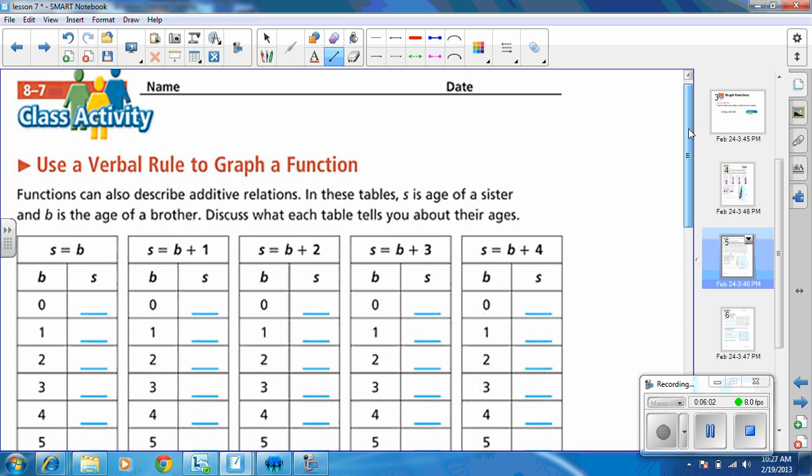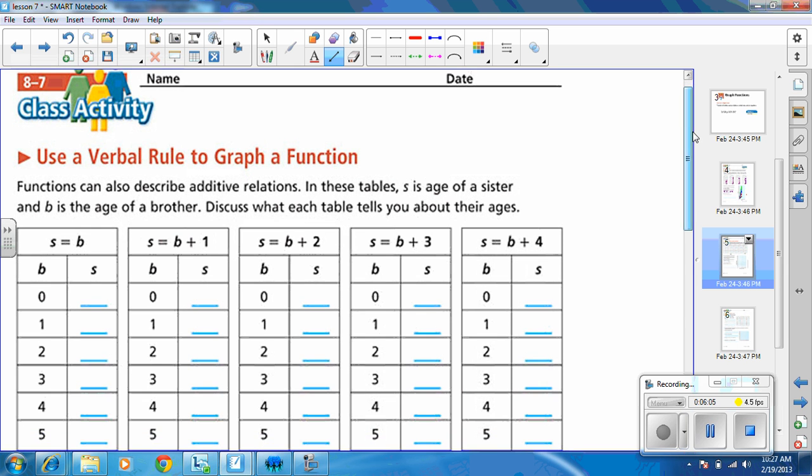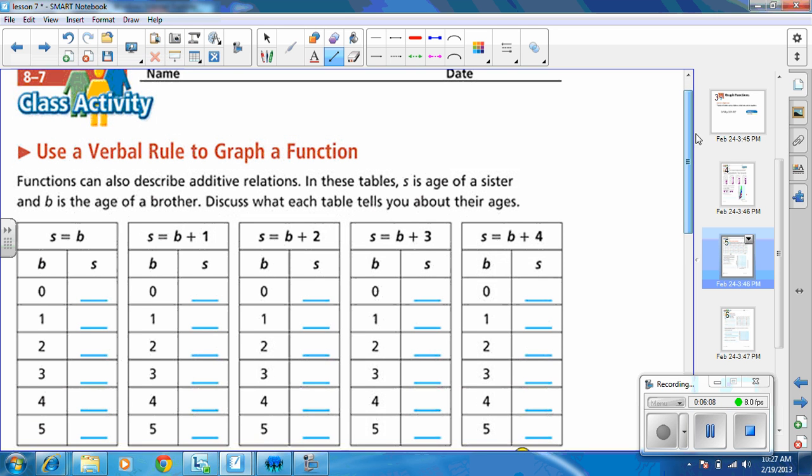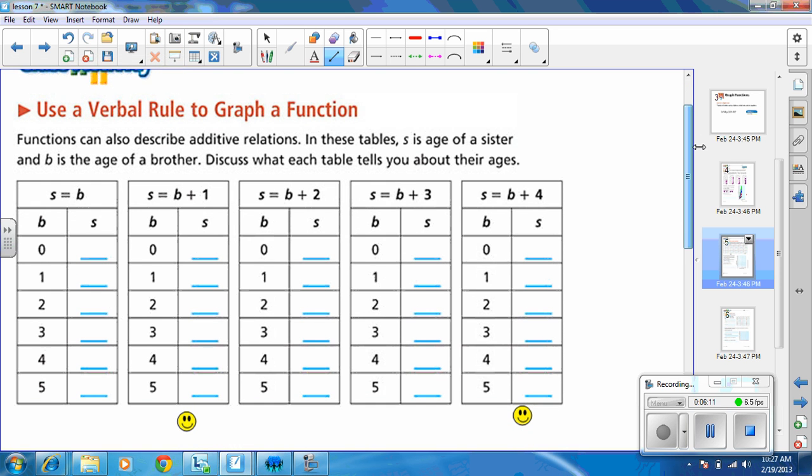These are functions, additive relations, at the age of a sister and a brother. So S is for sister and B is for brother. And what we're going to look at is what happens to their age. So if their ages are equal, right, then our function table just shows the same age for each of them. This would be like if they were twins, right? Same age. They're always going to be the same age. It's equal.